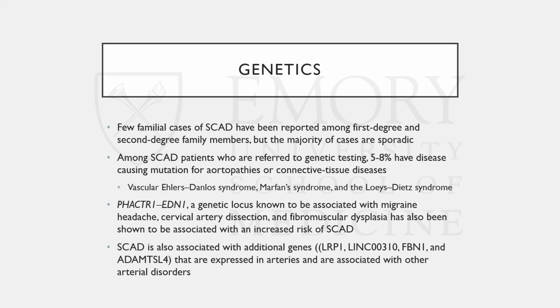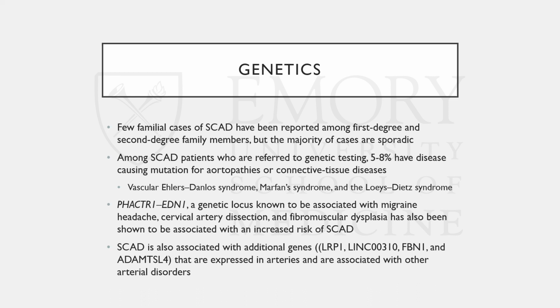Genetics-wise, there have been a few familial cases of SCAD among first-degree and second-degree family members. The majority of cases are sporadic. And in the literature, SCAD is sometimes subdivided into familial versus sporadic variants. Among SCAD patients who are referred for genetic testing, 5 to 8% have a disease-causing mutation or an arteriopathy or connective tissue disease. And these consist of vascular Ehlers-Danlos syndrome, Marfan syndrome, and Loeys-Dietz syndrome.